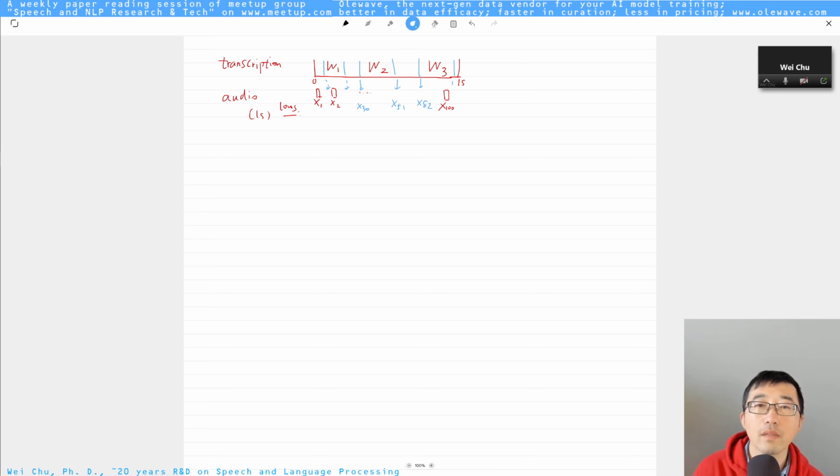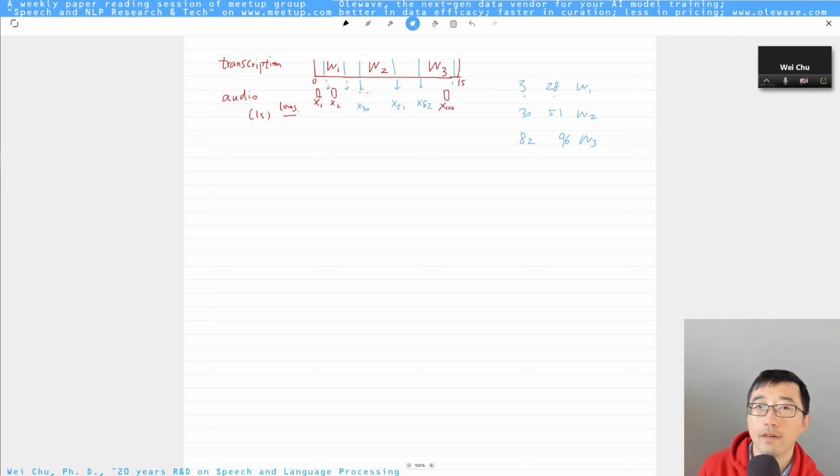So after I do this, I will probably find my first estimated results, which is W1. It goes from x3 to probably x28, right? This is the starting frame and ending frame. And for W2, it starts from 30 to 51. And for W3, it's probably starting from 82 to 96. So you can easily see that.